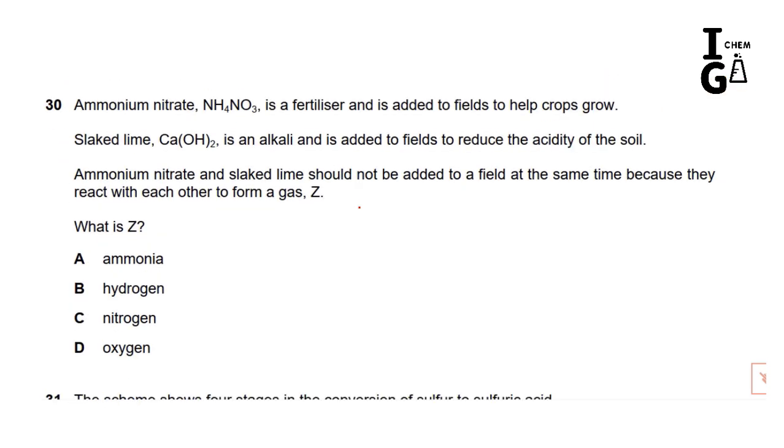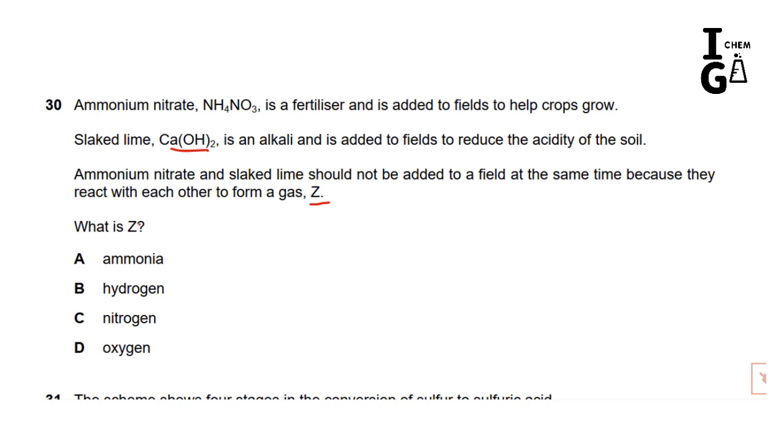Okay? 30. Ammonium nitrate NH4NO3 is a fertilizer and is added to fields to help crops grow. Slaked lime Ca(OH)2, this is calcium hydroxide, is an alkali and is added to fields to reduce the acidity of the soil. Ammonium nitrate and slaked lime should not be added to a field at the same time because they react with each other to form a gas Z.